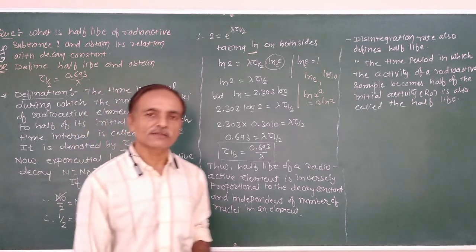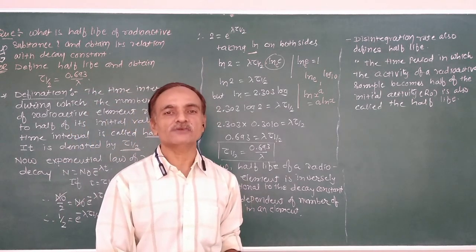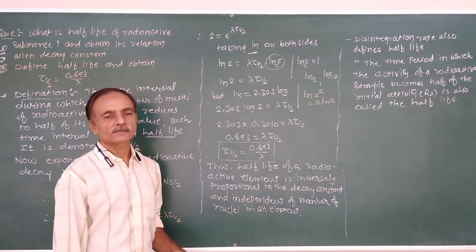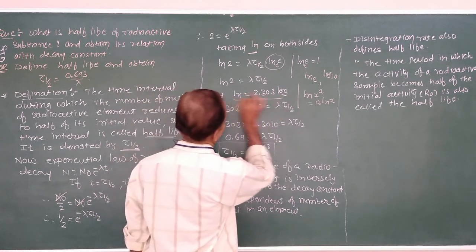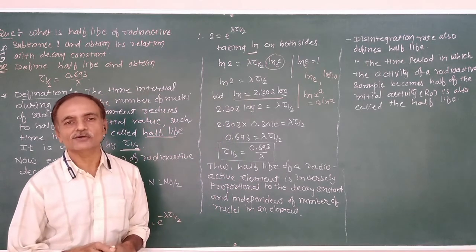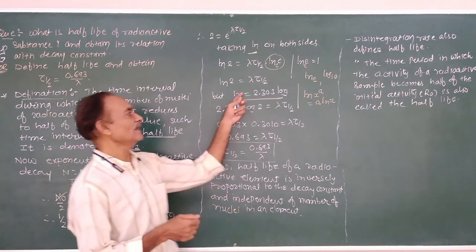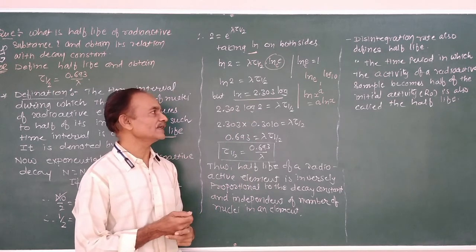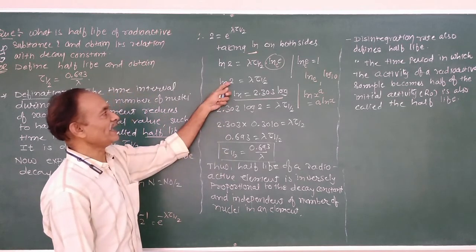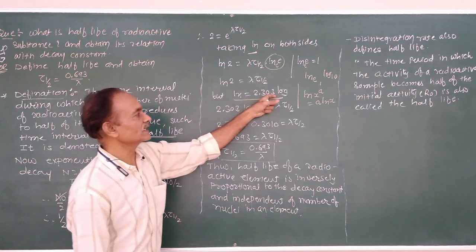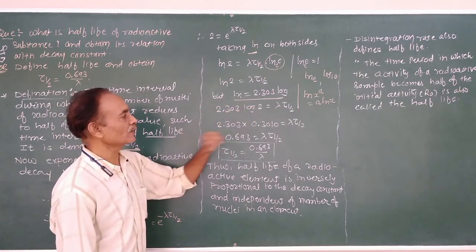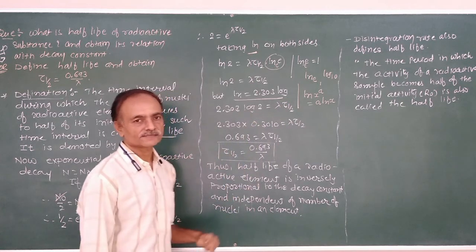Now, we have the log table on the base of 10, not on the base of e. Therefore, we have to convert the ln into log. The relation between ln and log is this: ln is equal to 2.303 log. Therefore, instead of ln 2, we can write 2.303 log 2. Therefore, 2.303 log 2 is equal to λ τ half.